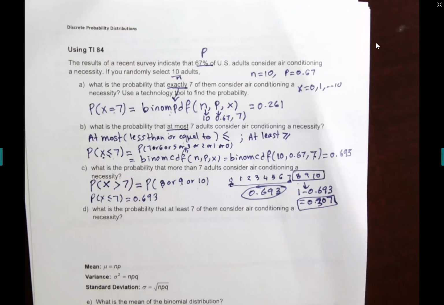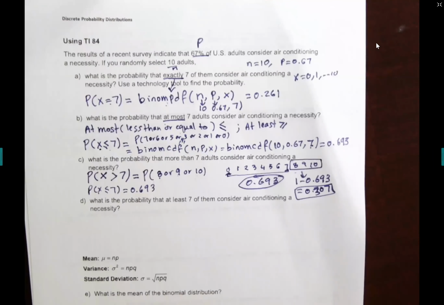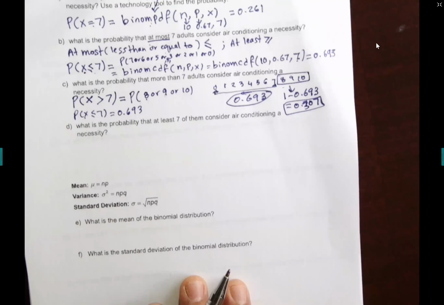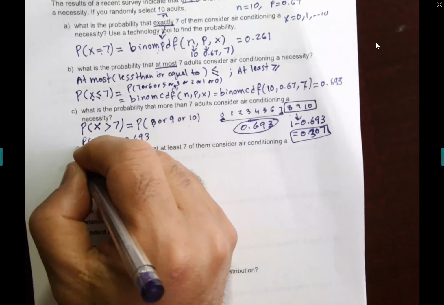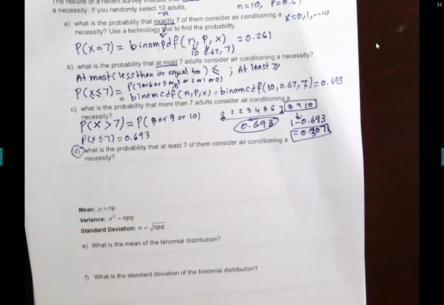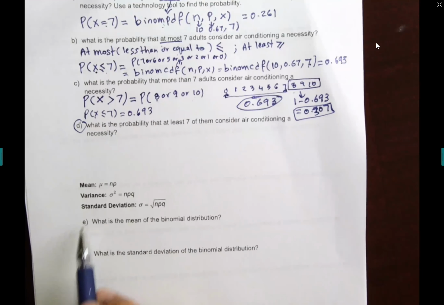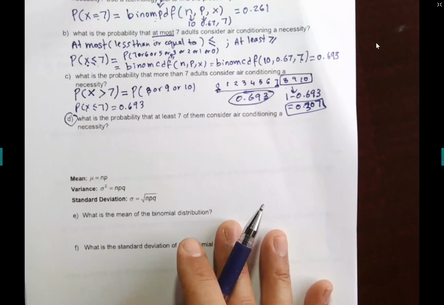If that's okay, guys, I just need a couple more minutes. I know we're almost out of time. Just a couple more minutes, and then we'll continue tomorrow. I'm going to skip D. I'll revisit tomorrow. I'm just going to show you how to find the mean and standard deviation of the binomial distribution, which is an easy part.